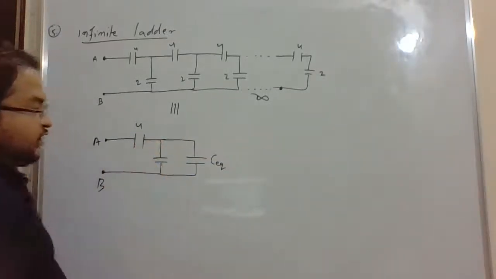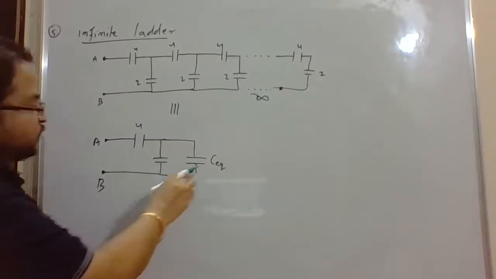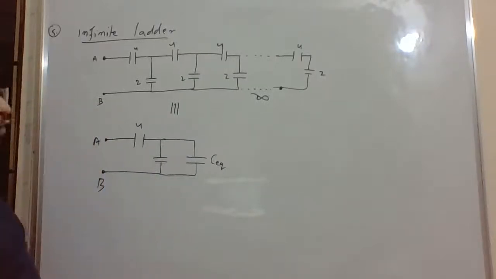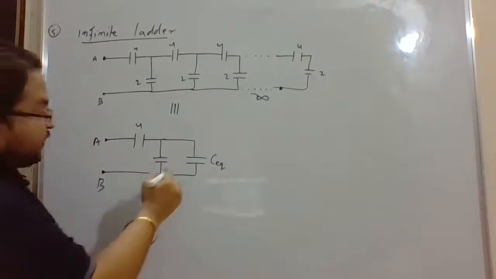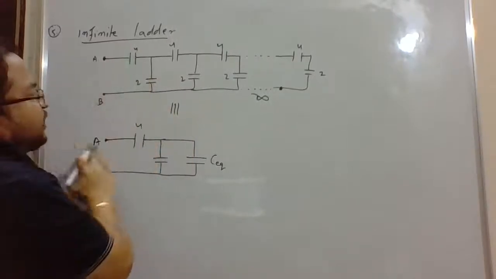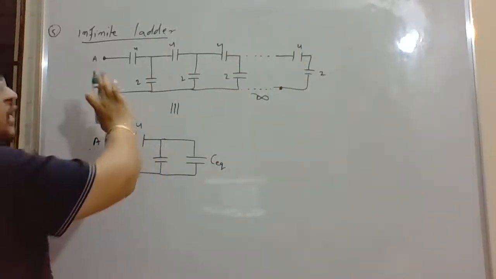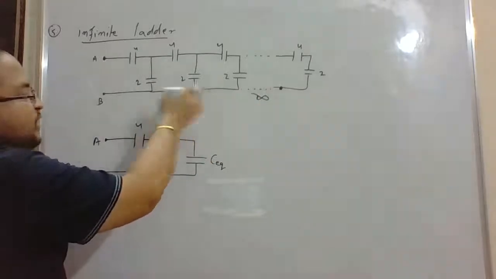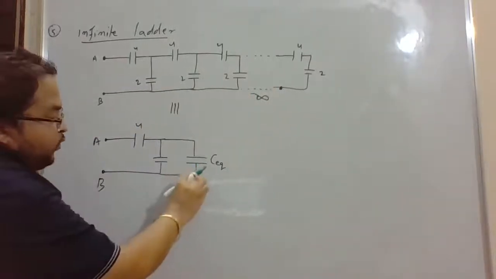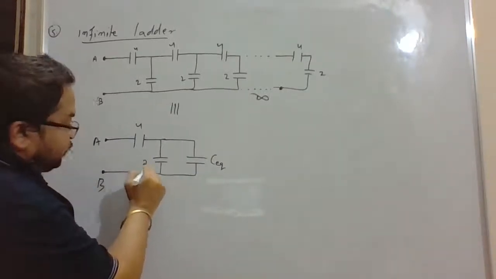Okay, so suppose this is your C, this is your 2, this is your 4, and we want to find it out. Now the trick is I have just left the first loop of the ladder, and then I have taken the rest of it. Obviously infinite minus 1 is infinite, so this itself is an infinite ladder. Now I have put this equivalent capacitance as C equivalent. This one is 4 microfarad, this one is 2 microfarad.